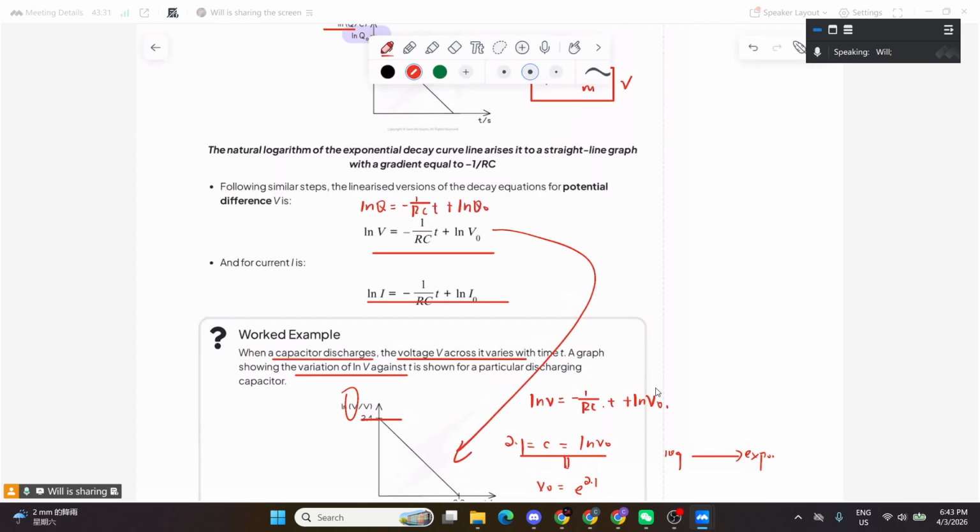From the three equations, is there any similarity that we will find in the three straight lines? All are decreasing. The first, all decreasing. And how about the gradient?